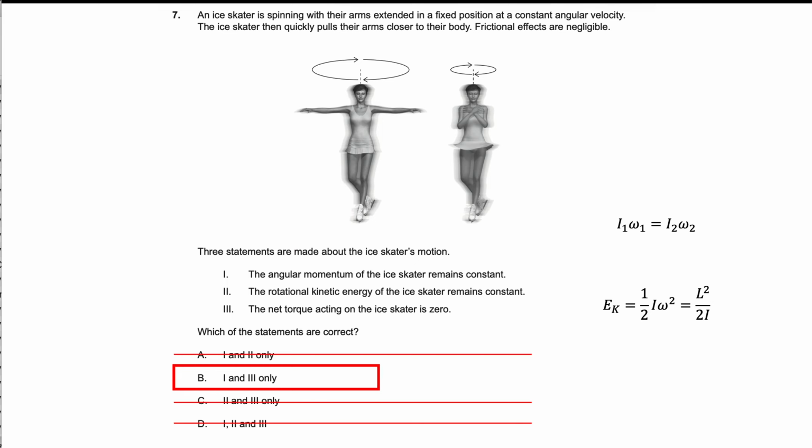Now why is 3 true? Well, again, this net torque acting on this ice skater being 0 really is the equivalent statement to what I've just said about no external forces. No external forces means no external torque, and no torque acting on the body means that our net torque is 0, which means we can apply the laws of conservation of momentum. So really you've got a chicken and egg situation here. That's not particularly satisfying for me, however, that's why the answer here is B.